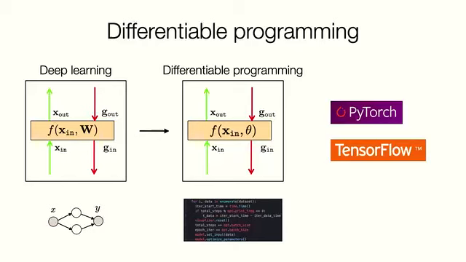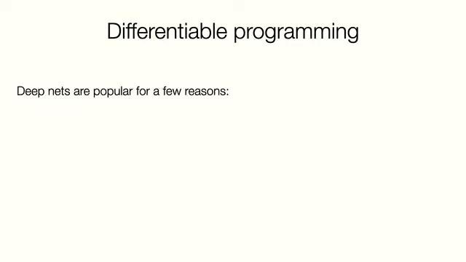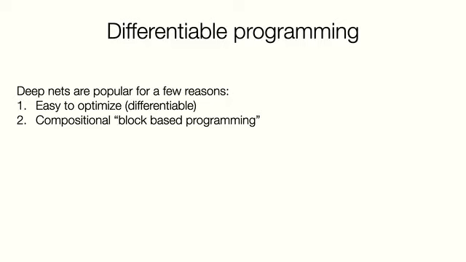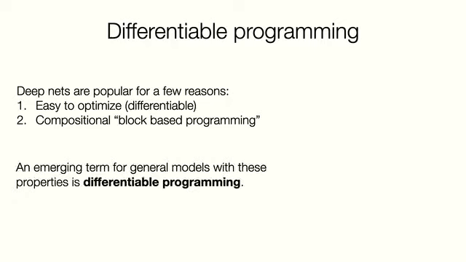And this is really what all of these different existing languages, PyTorch, TensorFlow, if anyone still uses it, JAX, are all basically libraries that enable us to really efficiently do differential programming. So deep networks are popular for a few different reasons. First, they're easy to optimize, right? Everything is differentiable. Second, they're compositional, right? It's essentially like block-based programming. And so differential programming sort of surfaced as an emerging term for general models with those properties.